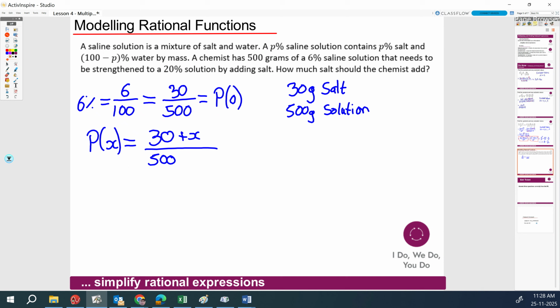So our new function: we're going to add x grams of salt, which means we also have to add x grams to the solution. So both the amount of salt will go up and the weight of the solution will go up. They'll both go up by x. This is our function now. What is the domain of this function?